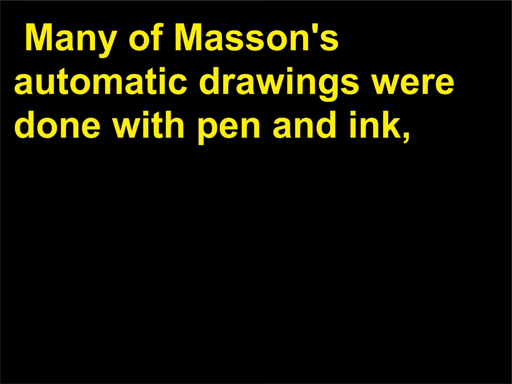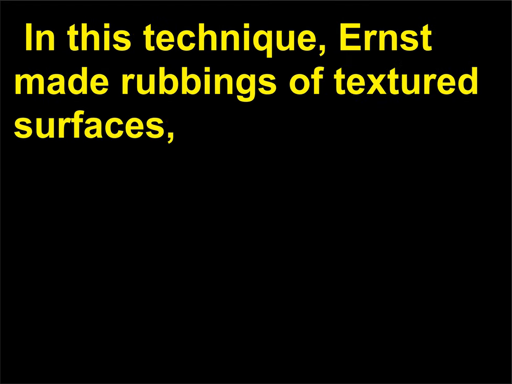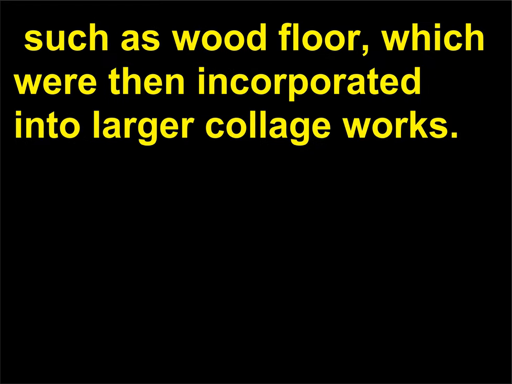Many of Masson's automatic drawings were done with pen and ink, while Ernst developed what he called frottage. In this technique, Ernst made rubbings of textured surfaces, such as wood floor, which were then incorporated into larger collage works.